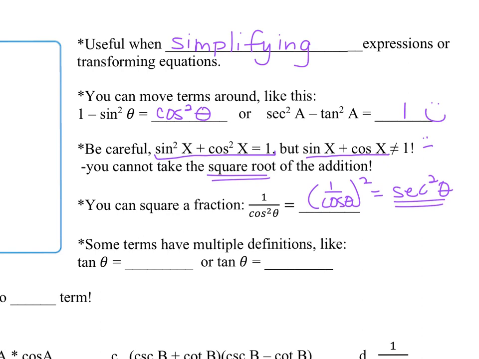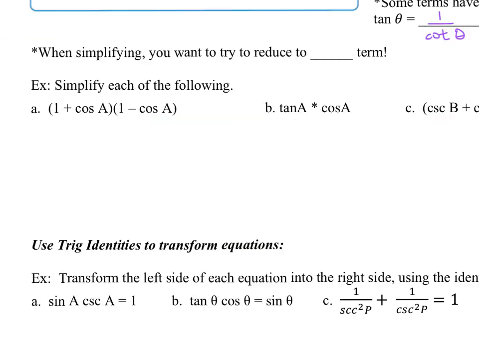Now remember, some terms can have multiple definitions, which means you could use more than one solution, depending on the situation. Tangent is equal to 1 over cotangent as a reciprocal, but as a quotient identity, it's also equal to sine theta over cosine theta. So you have those two choices. You'll just have to decide which one is most meaningful in the problem that you're simplifying or transforming.